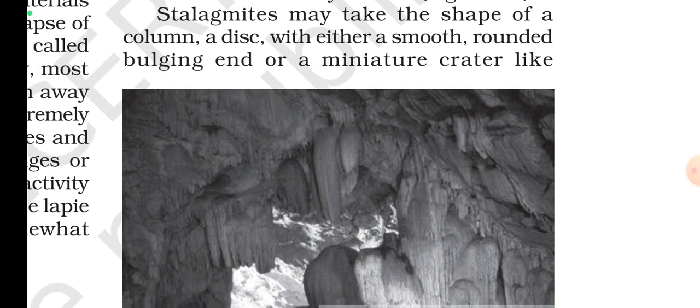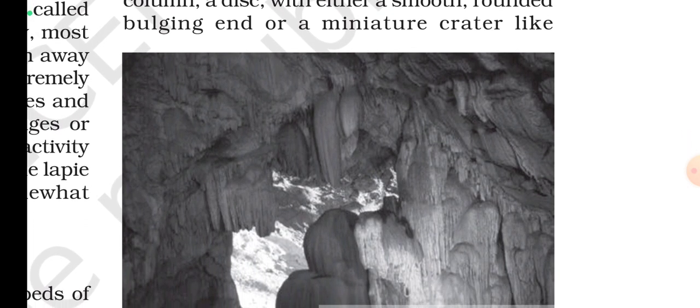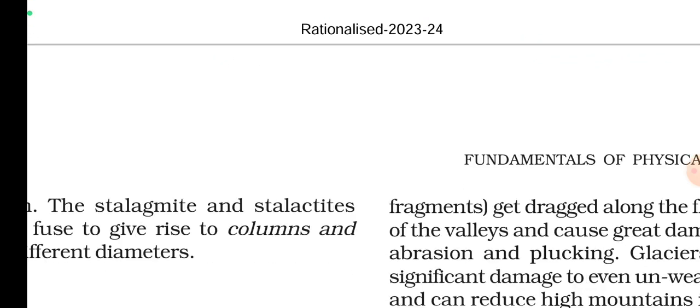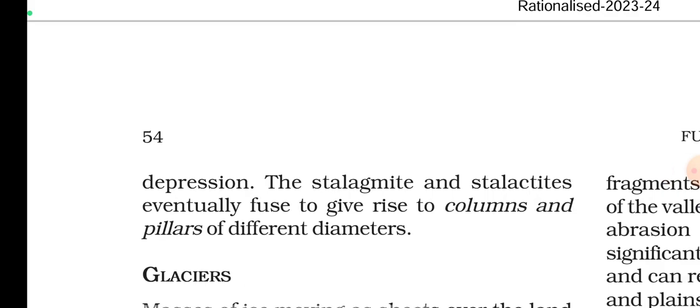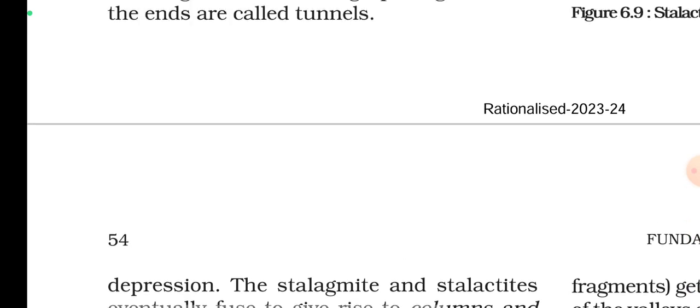Stalagmite may take the shape of a column, a disc with either a smooth rounded bulging end or a miniature crater-like depression. The stalagmite and stalactites eventually fuse to give rise to columns and pillars of different diameters.